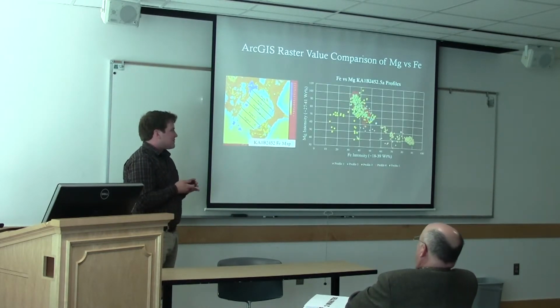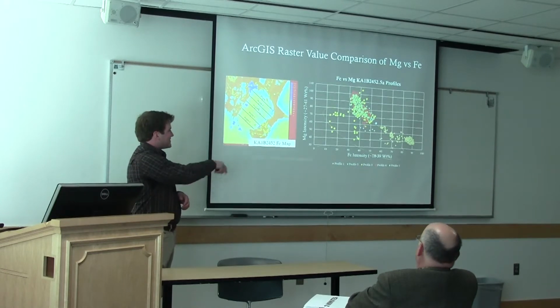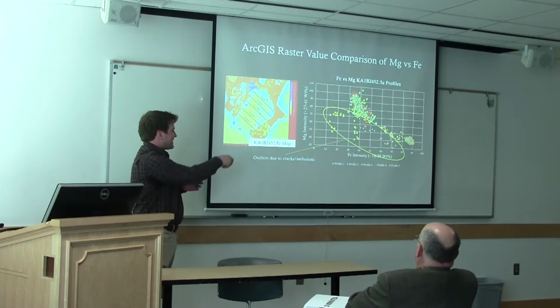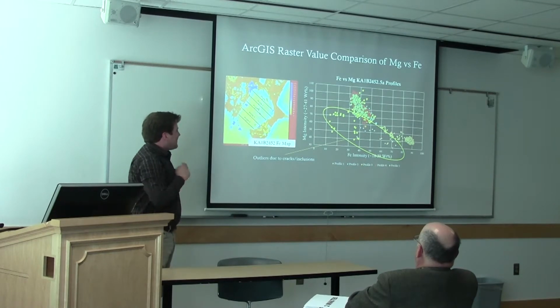And then what we did was we plotted these relative raster values against each other. And again, those outliers are from the fractures and the inclusions. But we see a nice trend with as the iron increased, the magnesium would decrease.